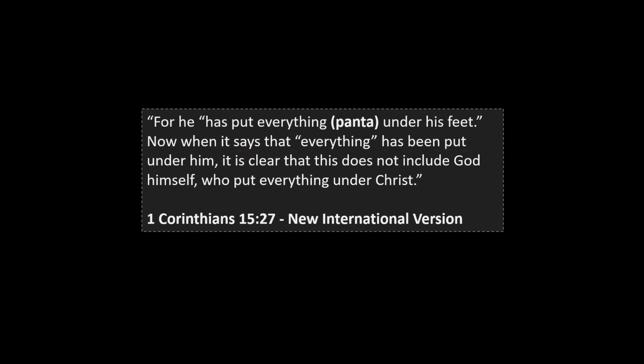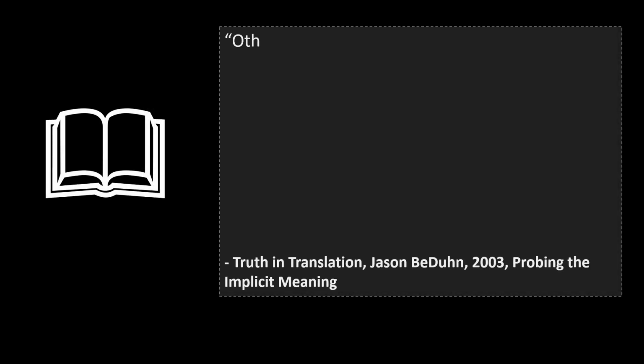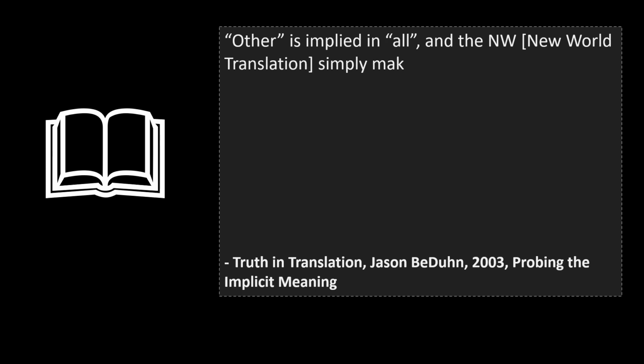The second point of note is that God counts as a thing. Therefore, if we were to take Colossians chapter 1 verse 16 literally, without the word "other," then if Christ created all things, that would have to mean Christ created himself and his Father, which simply doesn't make any sense. As Jason BeDuhn says, "other" is implied in "all," and the New World Translation simply makes what is implicit explicit.